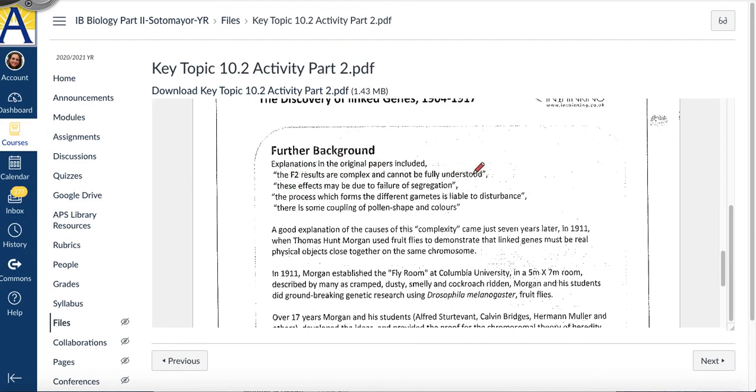And this is what they wrote in their paper. The F2 results are complex and cannot be fully understood. These effects may be due to failure of segregation. The process which forms the different gametes is liable to disturbance. There is some coupling of pollen shape and color. So they couldn't explain it.